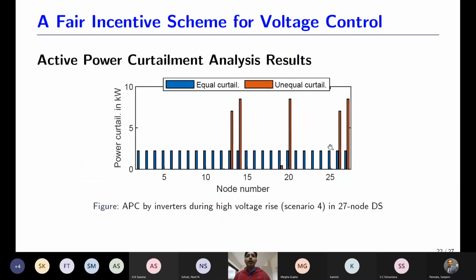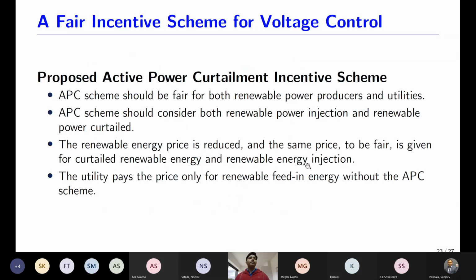And this is a pictorial representation of the active power curtailment by inverters. For the same reason, the sensitivity of the extreme nodes is higher. So only they are curtailing, and their cumulative active power curtailment is less. So it is optimal. But if someone curtails active power, it is a loss of economy. So it should be incentivized.